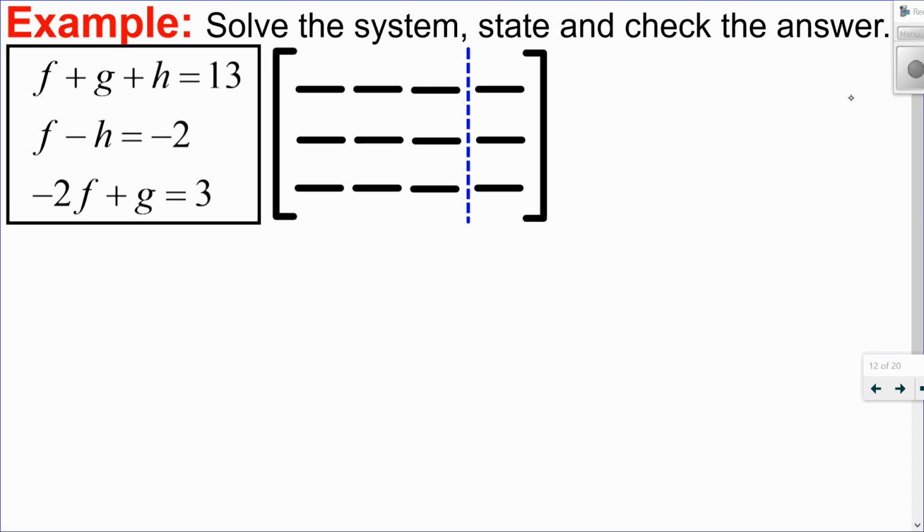So in my first one here, the first thing I want to check is that I have them in alphabetical order. So F, G, H, and I record a 0 for anything that's missing. So F, G, H, answer.